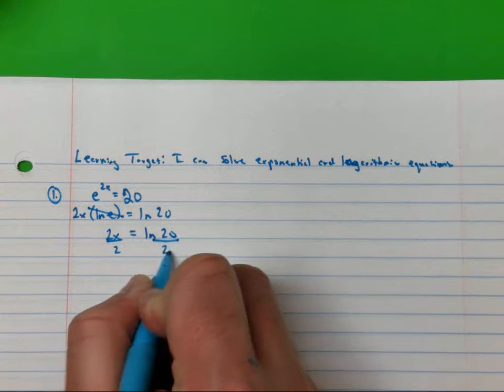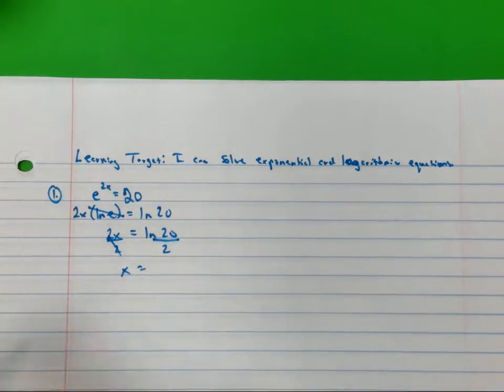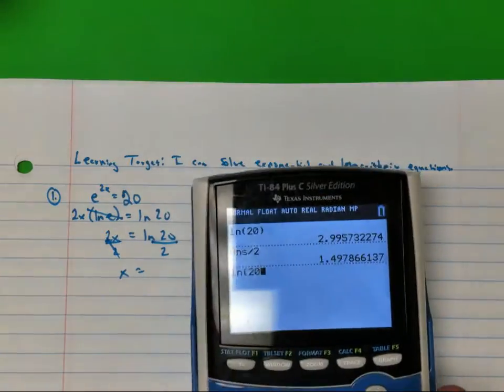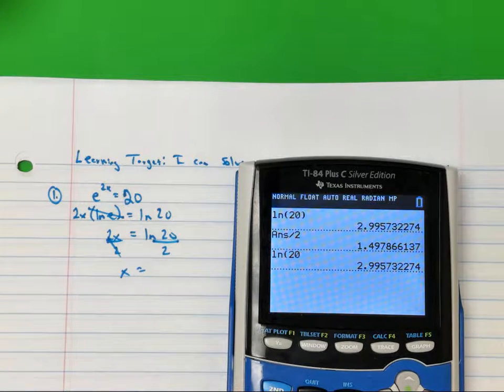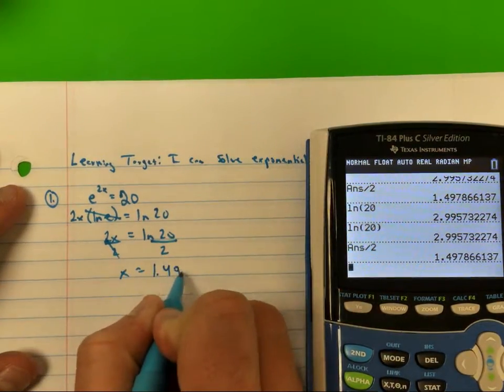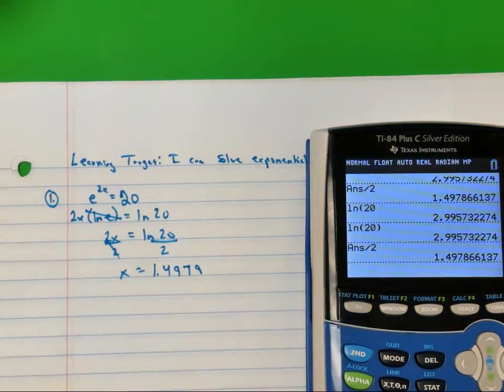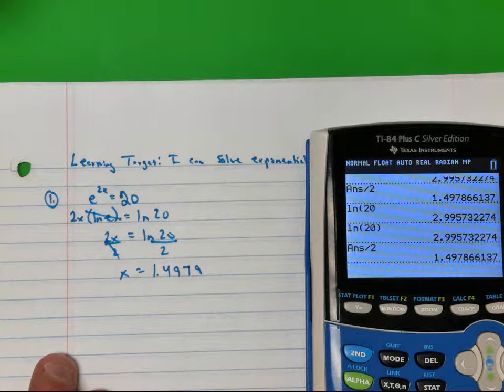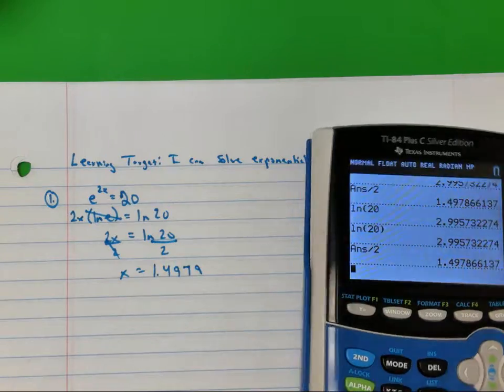You can just divide by 2. So in your calculator you can do natural log of 20, like that. Close your parentheses like that, and then divide by 2. And you get 1.4979 as your answer. Okay? Let's look at number 2.